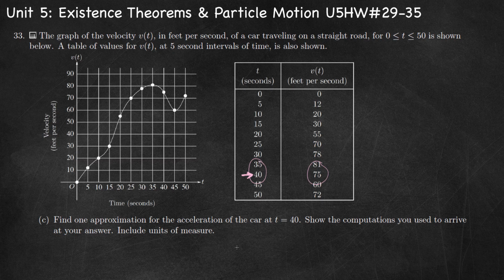So for that, we're going to do the velocity at 45 minus the velocity at 35 over the difference in times of 45 minus 35. So that's negative 21 over 10, or negative 2.1. And we're estimating acceleration, average acceleration. So again, that is feet per second squared.